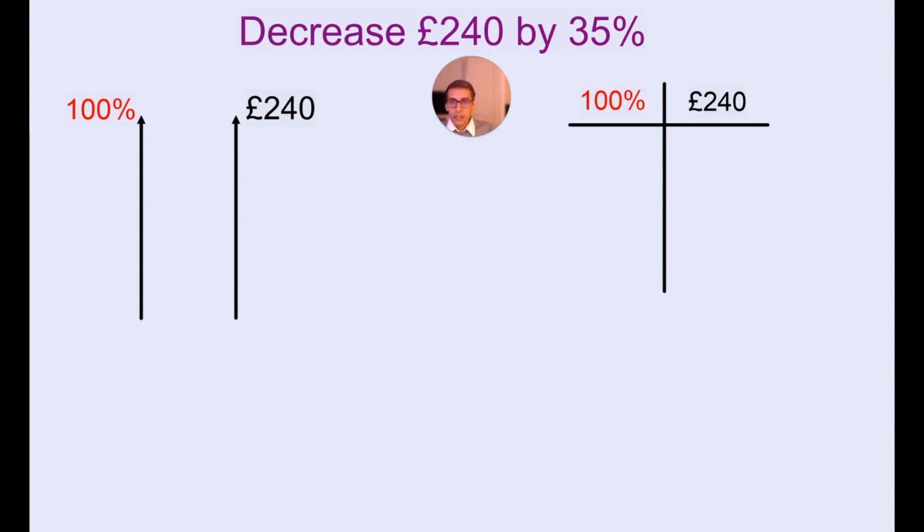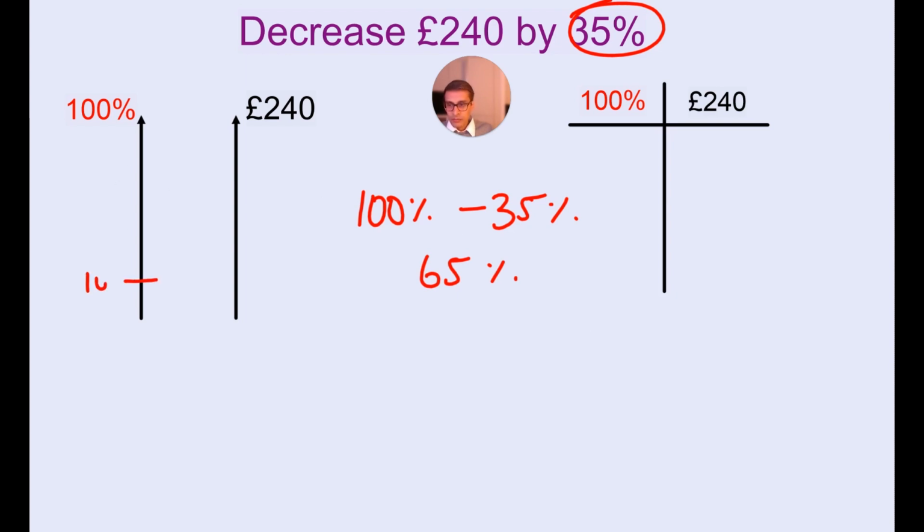Just briefly, I'll go through the first one. So if we're taking 35% off, we're going to have to do 100% take away 35%. So that's going to give you 65%. That's what we're really working out. So here, 10%, 5%, 60%, 65%. So these are the main things that we're going to need to work out here. So let's work them out.